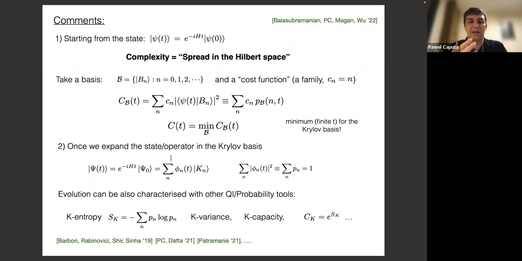But as long as we have some nice way of characterizing this probability distribution, then any information that allows us to compare these two probability distributions is meaningful, as in probability theory. So I think that's just my message. It's not so much this K complexity per se, but this probability distribution in this Krylov basis that should be considered as the primary data that we should be interested in when quantifying this evolution or the growth.